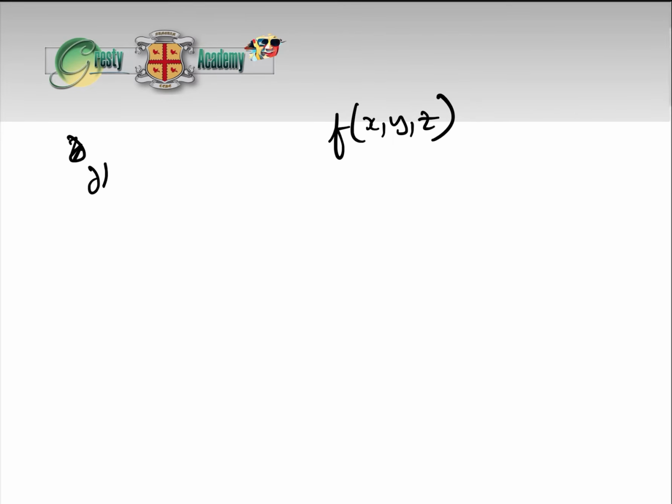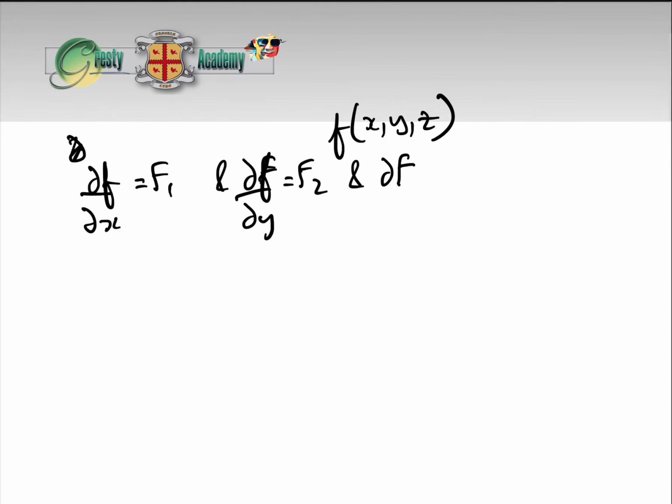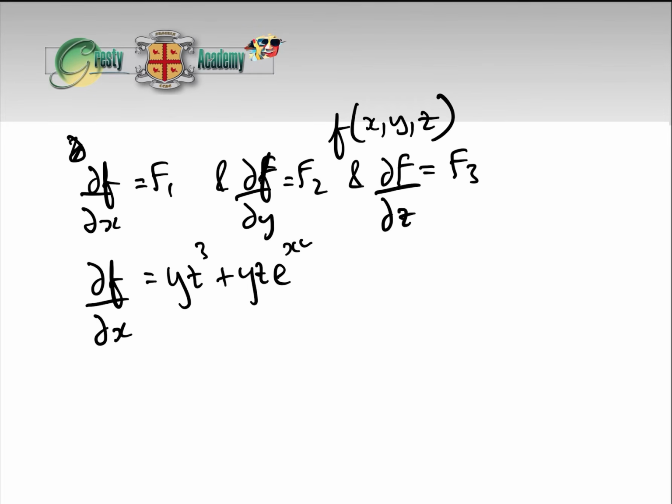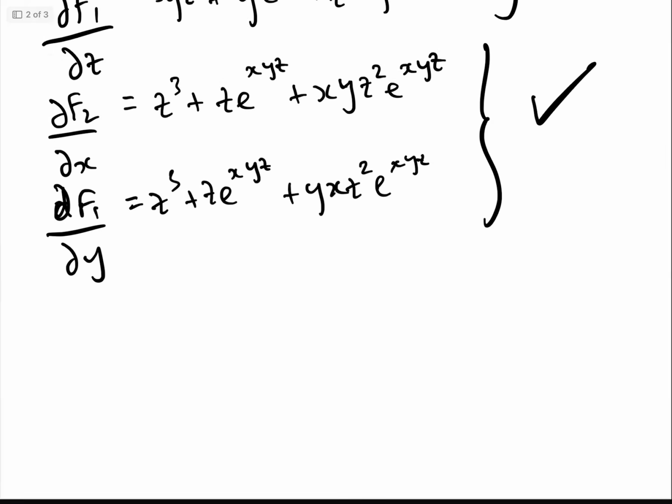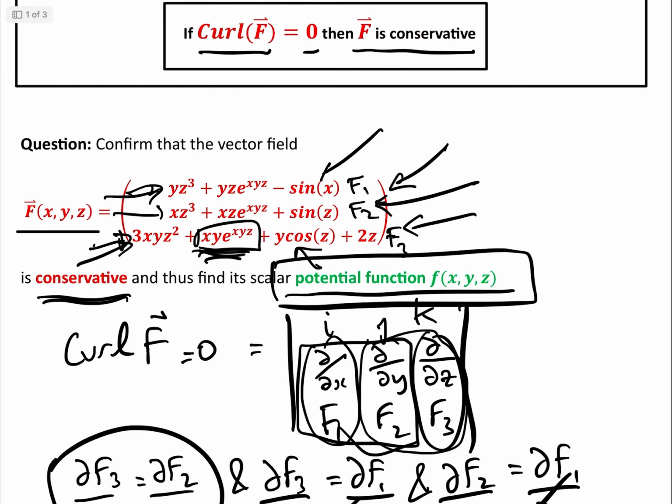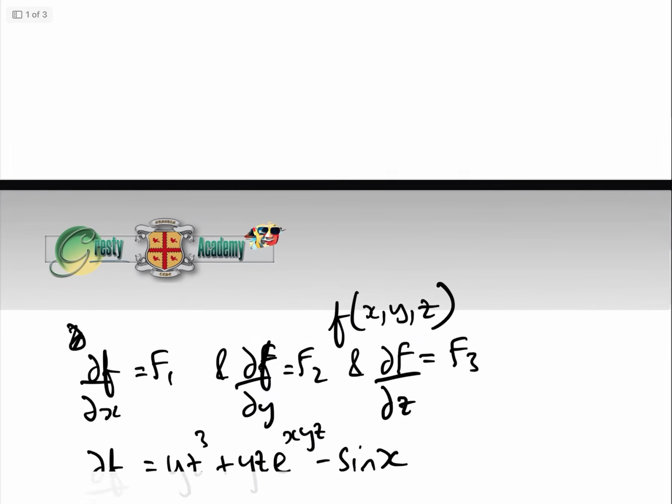Okay, so we know that df/dx, we've already said this at the top, is equal to f1, and df/dy is equal to f2, and df/dz is equal to f3, i.e., so let's just write them out. So that's df/dx equals, all I'm doing is copying from the thing, so that's yz cubed add yz e to the xyz minus sine x. That's basically this one here, and I'm just going to copy the other two as well.